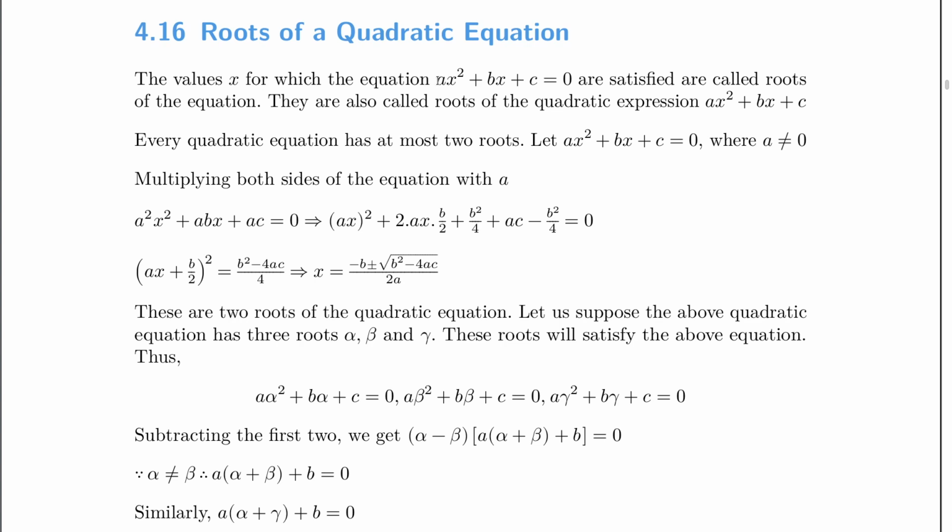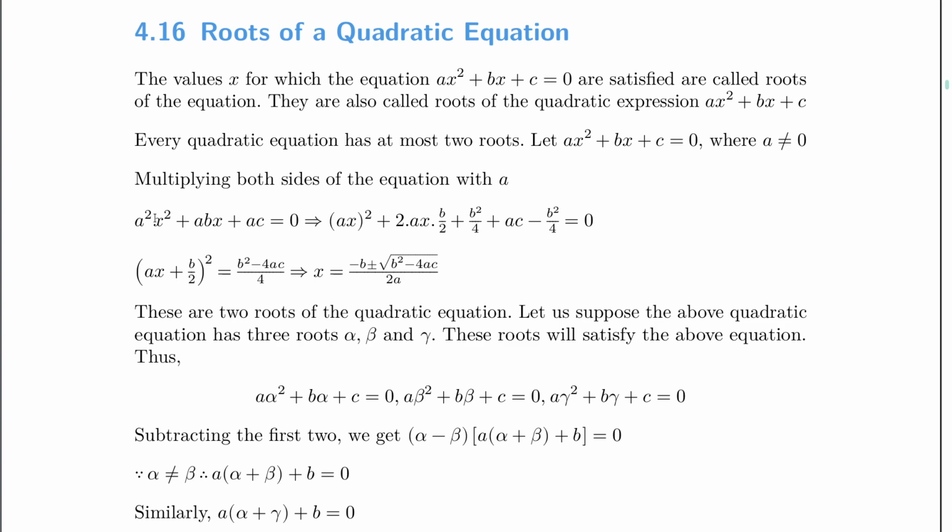In this case, our equation is ax square plus bx plus c. So the values of x for which this becomes 0 will be called roots of this equation. They are also called the roots of the quadratic expression ax square plus bx plus c. Now for this equation to be a quadratic equation, a must not be 0. So how do we find out the roots of this equation? That is very easy.